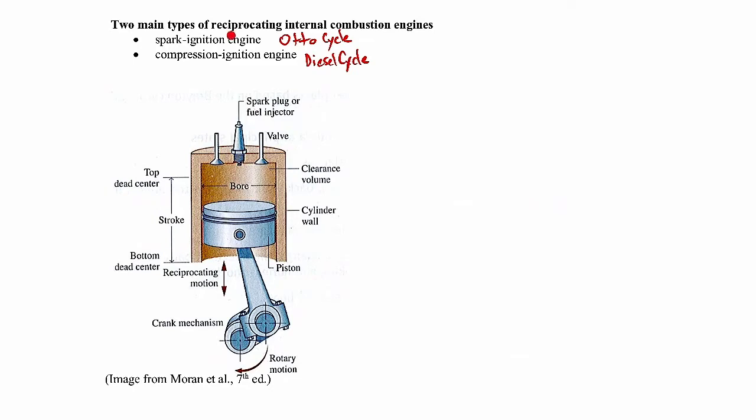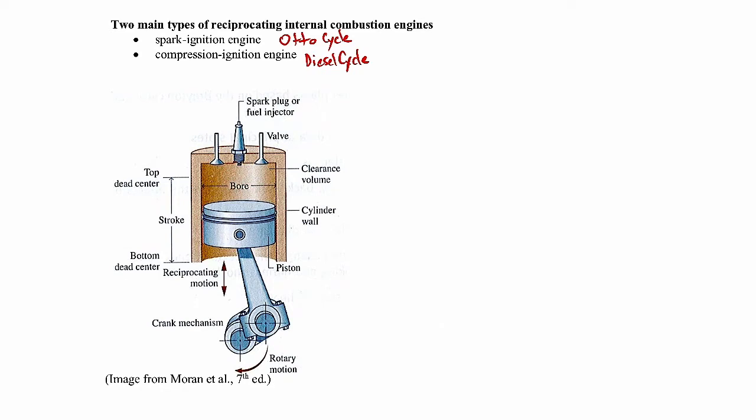The difference in these is just how the fuel-air mixture gets ignited. So in a spark ignition engine, like in the picture I have down here, what happens is the fuel-air mixture gets ignited with the use of a spark plug like you see here. In a compression ignition engine, what happens is the piston compresses the air to a very high pressure, high temperature, and then a fuel injector injects the fuel into that high temperature air, and it ignites just because it's at a high temperature.